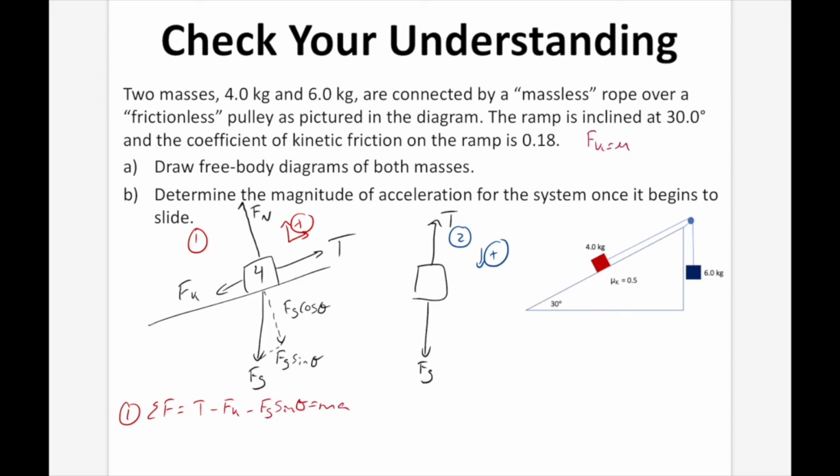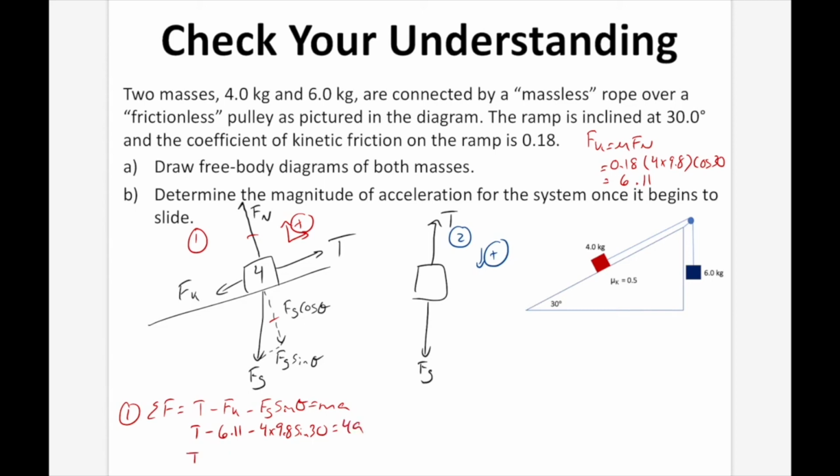Fk is going to equal mu times Fn. Mu, we're told, is 0.18. Fn, we know, is going to equal Fg cos theta. So Fg is going to equal mg. So the mass is going to be 4 times 9.8 times cos 30. And that gives us a friction value of 6.11. So we can put some numbers in. T is going to equal 6.11 minus Fg. Again, that's mg. So it's going to be 4 times 9.8 times sine 30. It's going to equal 4a.